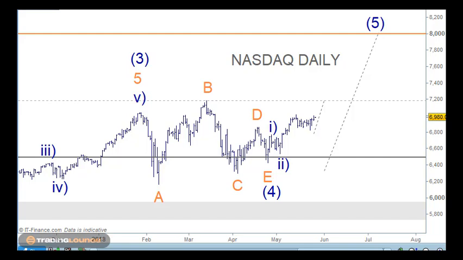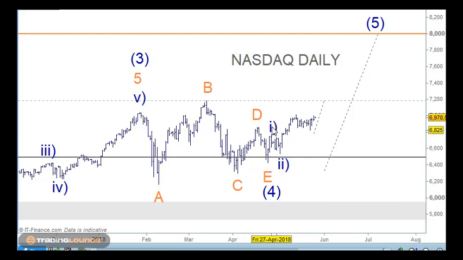Welcome to Trading Lounge and the US indices, and starting with the NASDAQ here because it's the one that has the most positive count to the upside. In this particular instance, we're looking at this pattern across what I call a medium level, 6,500. We've got the top of intermediate wave 3, an A wave, a B wave, a C wave, a D wave, and an E wave here. So an Elliott wave triangle for intermediate wave 4, and then we're looking for a move higher through here.